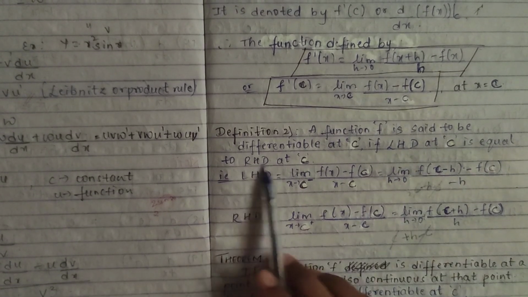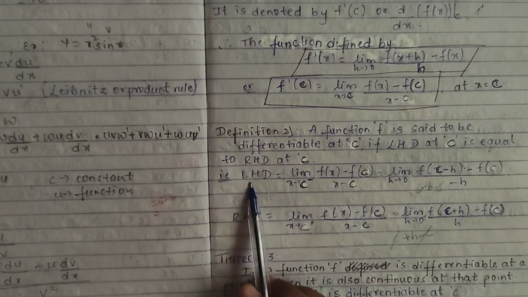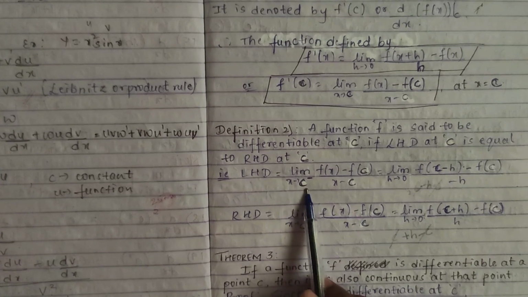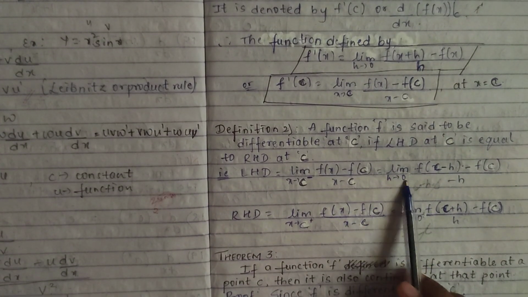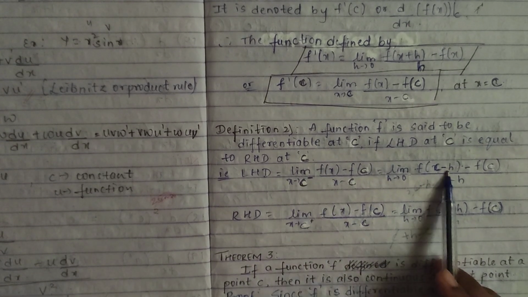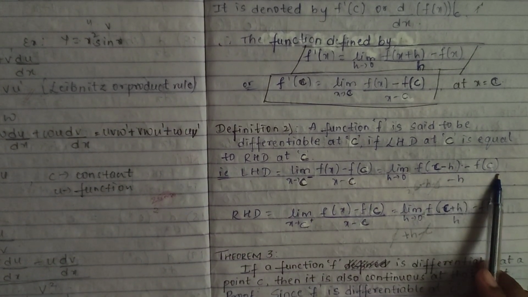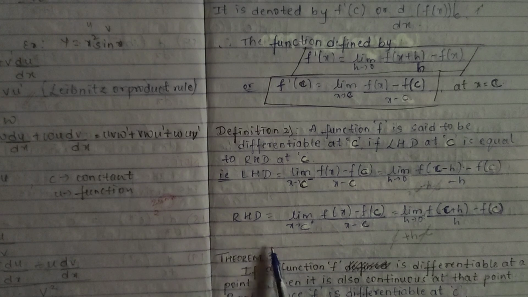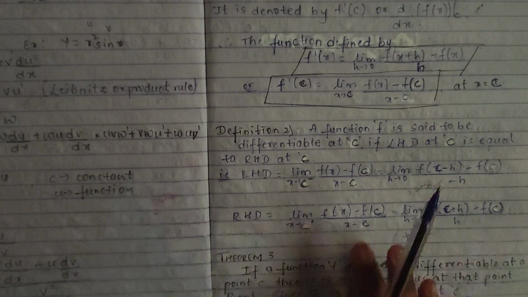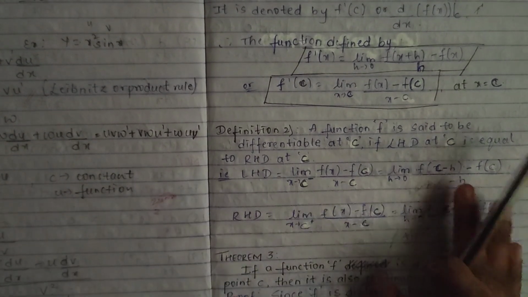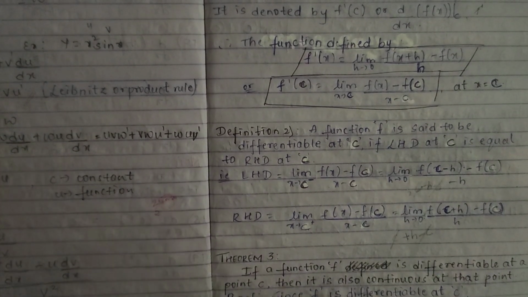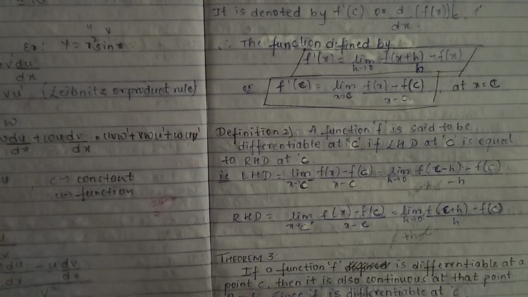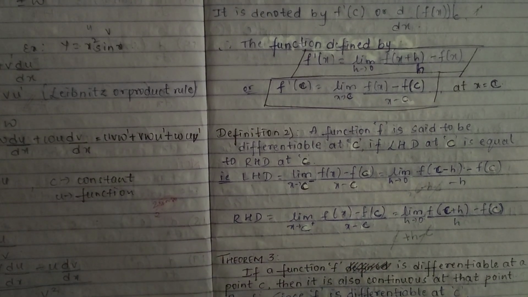If we have to show the function is differentiable, LHD we take as limit x tends to c minus of f of x minus f of c by x minus c. So, limit h tends to 0, your x will be replaced by c minus h, f of c minus h minus f of c by minus h. Your LHD and RHD should be equal. If they are equal, then you can tell the particular function is differentiable. If it is not equal, then the function is not differentiable. So, in the same way, we are going to solve it.